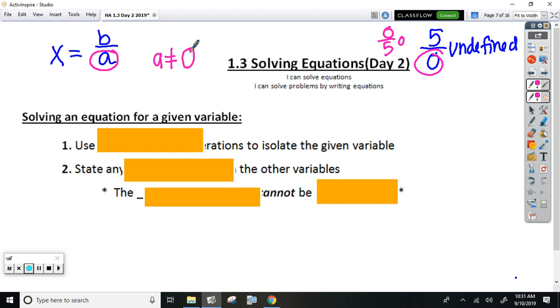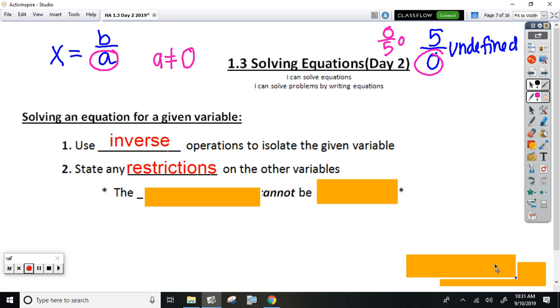A could be any other number. It could be 2, negative 2,072, positive a million. It can be any number, but it can't be 0. So those are called restrictions. Today we'll be using inverse operations to isolate our variable, just like yesterday. But then we will state any restrictions on the variables.